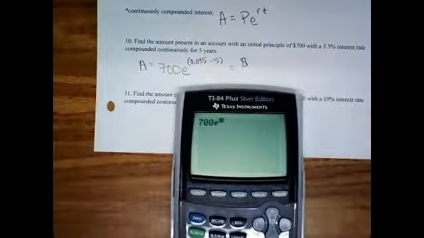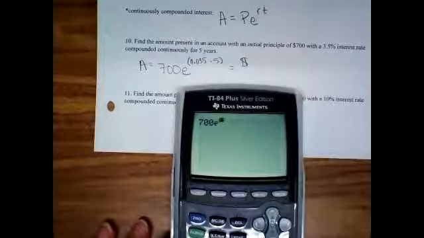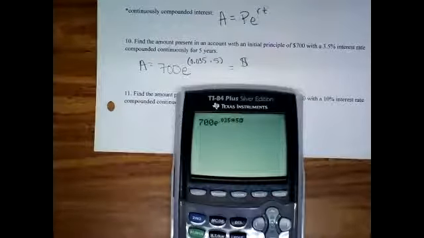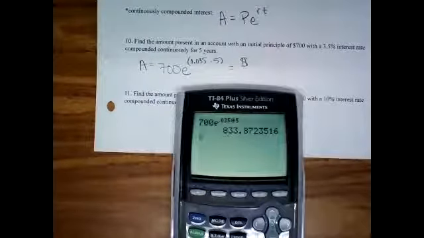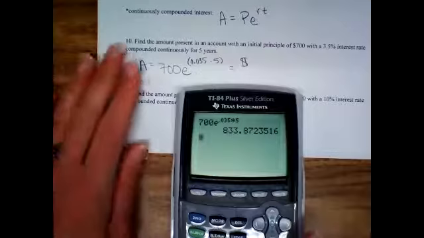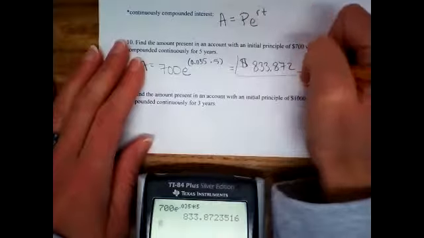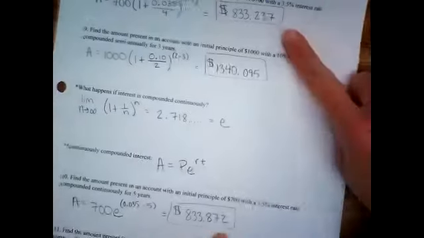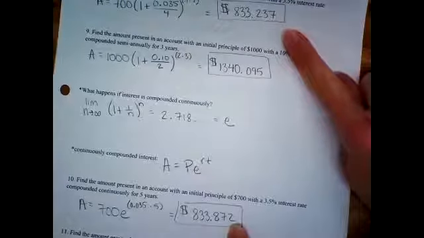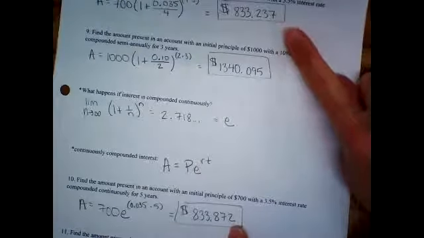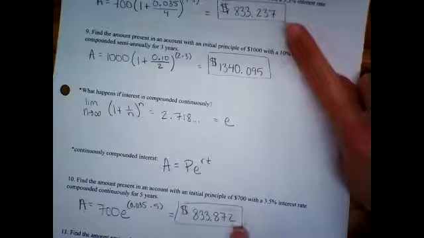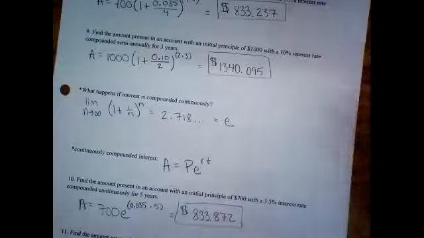And notice it already put the exponent for you, which is nice. And then you're going to put 0.035 times 5. And that will give you your answer. So it is second LN. I got 833.872. Is that a consensus? All right, compare that to number 8. Do you see how it's slightly more? Now, if the interest rate was a lot higher, you would see a bigger difference. Or if it was a lot more than 5 years, you would see a larger difference. But very slightly more because you're compounding continuously.